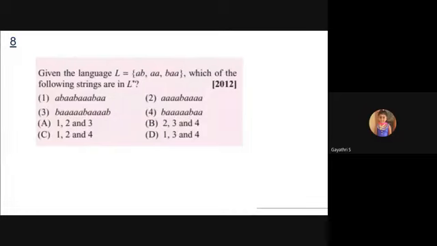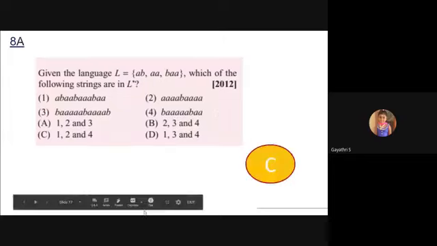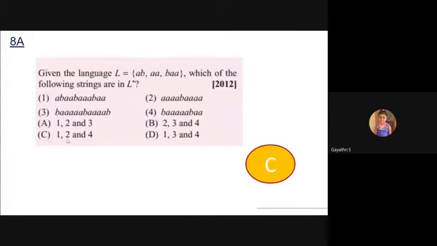Okay, Rakshmi. Most of the students prefer to choose C, right? C is the right one. The C part doesn't include number 3, right? So C: BAA, then next AA, then AB, then AA, then next AA. One B is left over here. That is why B is not a given language.